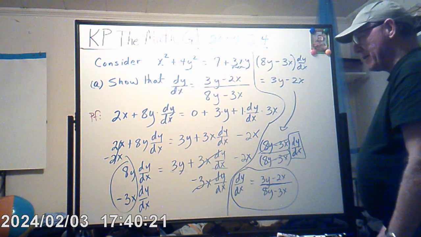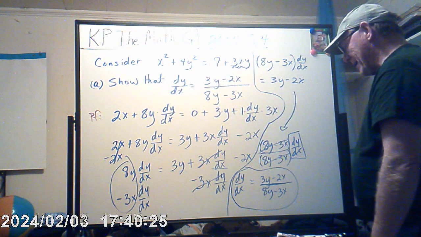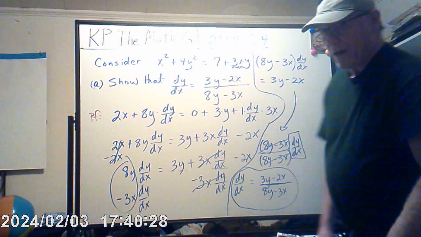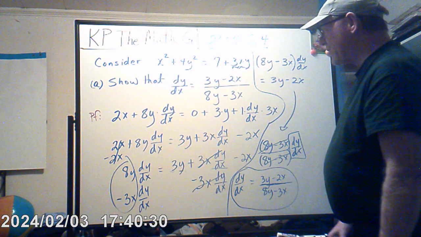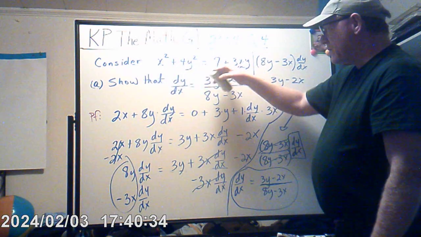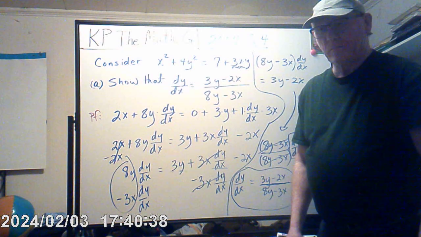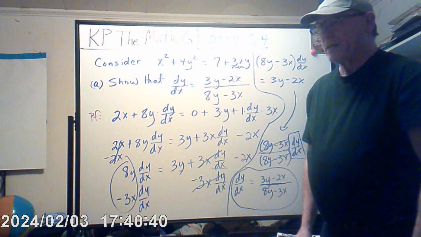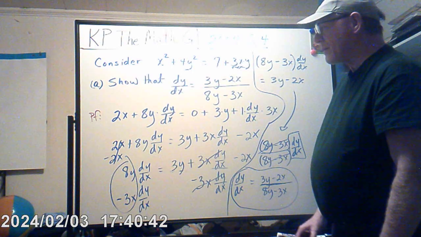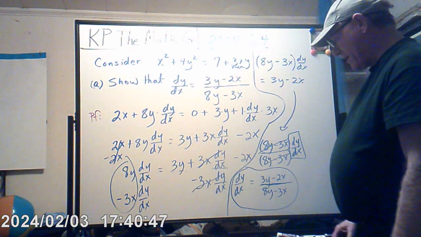Okay, you've got to show that. You've got to show your steps in getting there, which is pretty obvious. It is just practicing up on finding the derivative by implicit differentiation. Okay. Alright, there it is.